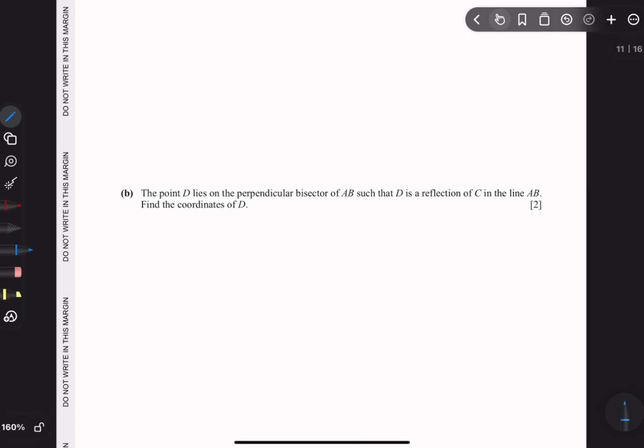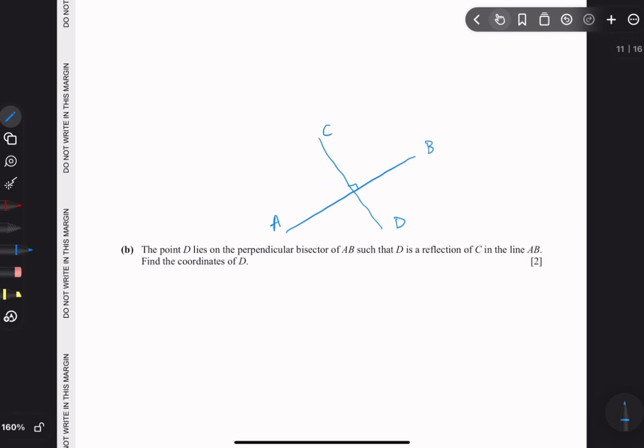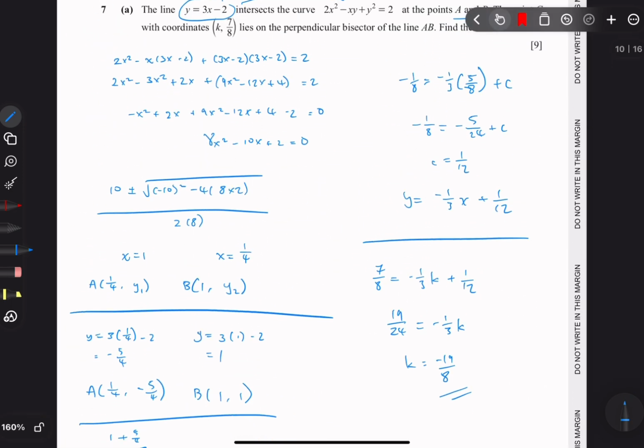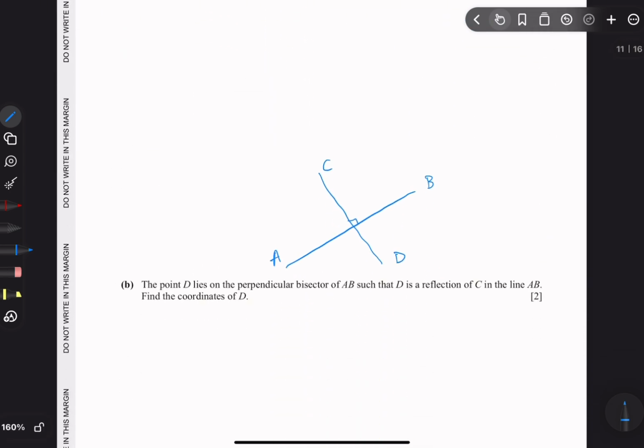Okay, so this question, you can actually just draw it out so that you can visualize it. So the line AB will look something like this. And since CD is the perpendicular bisector of AB, it will look something like this. And this part is 90 degrees. And since C has to be a reflection of D, let's say C is here and D is here. And then we can just get the coordinates of C from part A of the question. Minus 19/8, 7/8.